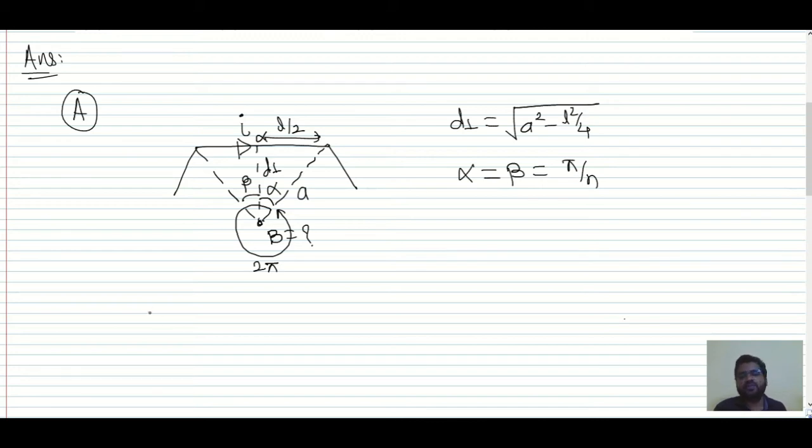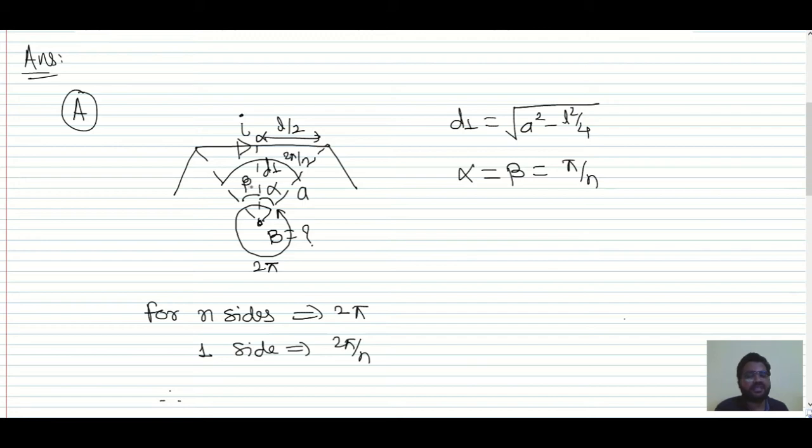So see, for n sides the angle we have is 2 pi. For one side the angle will be 2 pi by n. Therefore this 2 pi by n we have to divide into two parts. This total is 2 pi by n. So divide it into two parts. Why? Because alpha and beta are the same. This is L by 2 and this is L by 2. Alpha and beta are the same. So it is pi by n.